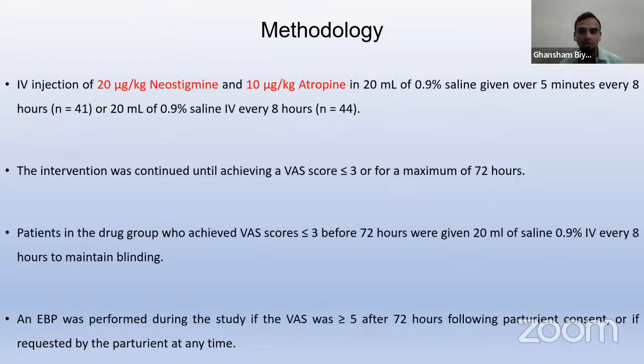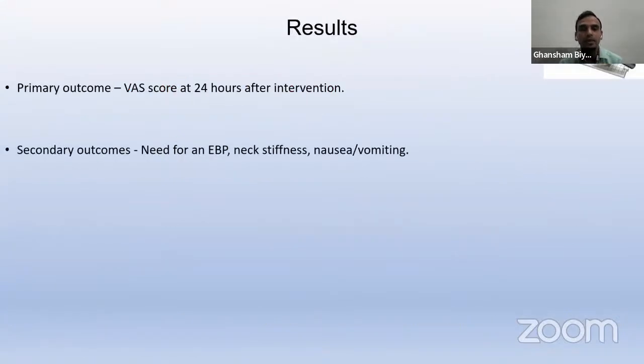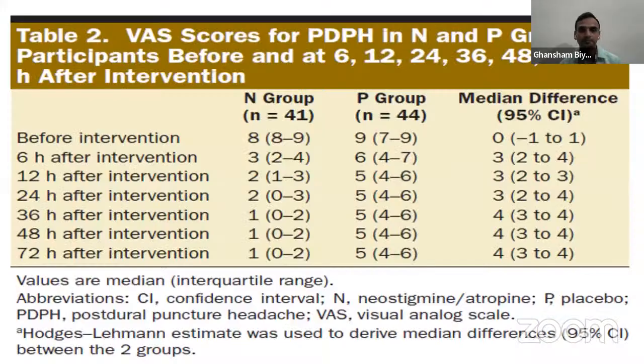And at the end of 72 hours, if the VAS score remains more than 5, or before the 72 hours intervention, if the parturient requests for an epidural blood patch, the authors would perform an epidural blood patch. The primary outcome for their study was the VAS score at the end of 24 hours of intervention. The secondary outcome they looked at was the need for epidural blood patch, neck stiffness, nausea, and vomiting. I have not included the demographic table because the demographics were matching in both the groups.